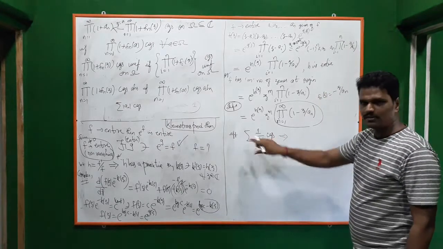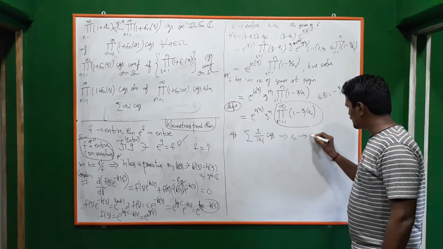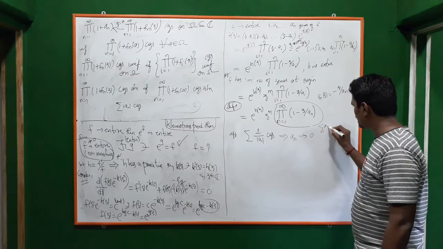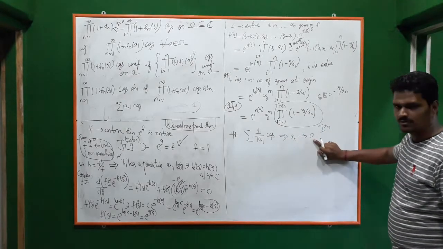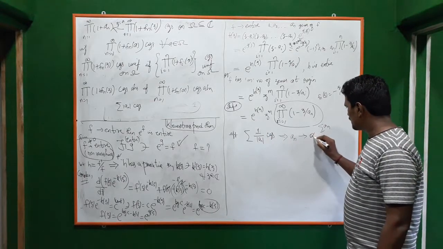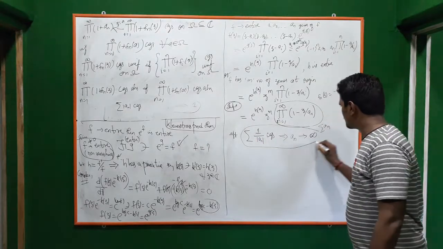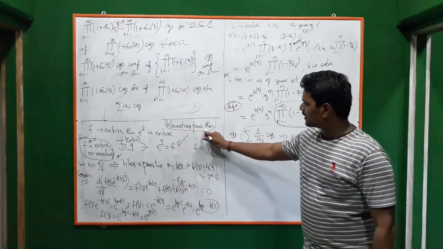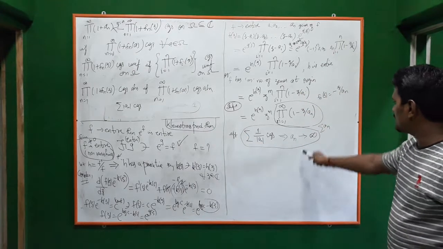Suppose this converges. We know that if the summation of a_n converges, then a_n converges to 0. So if the summation of 1 by a_n converges, then a_n should converge to infinity. Okay, so this is what we need. This is the condition we need in the Weierstrass product theorem. So in the case of infinite, we have this condition.